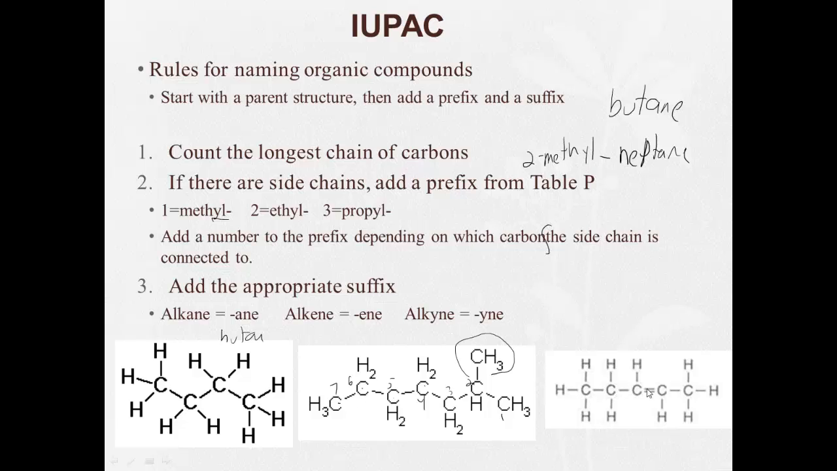Here we have one, two, three, four, five carbons. So that's going to be pent. There's no side group, so there's no methyl, ethyl, or whatnot to worry about. But we have a double bond, so this is going to be pentene. And it's starting at, let's see, one, two. Oops, so one, two, starting at carbon number 2. So this will end up being 2-pentene.